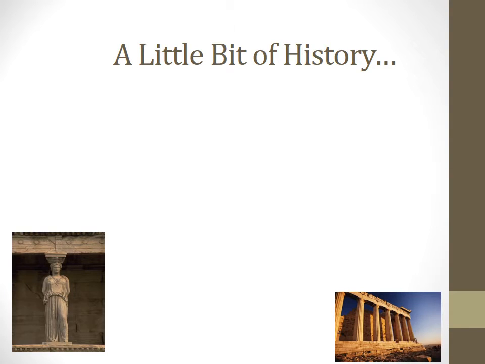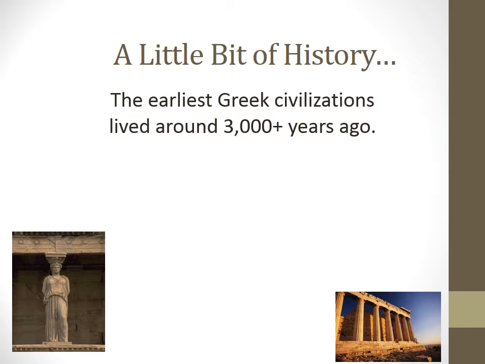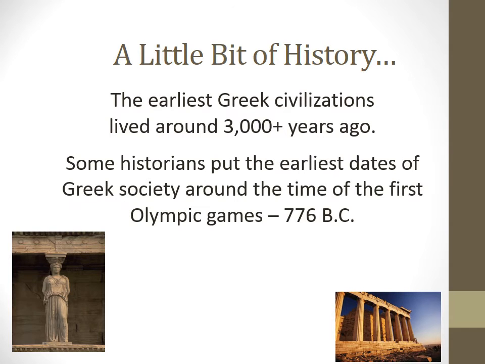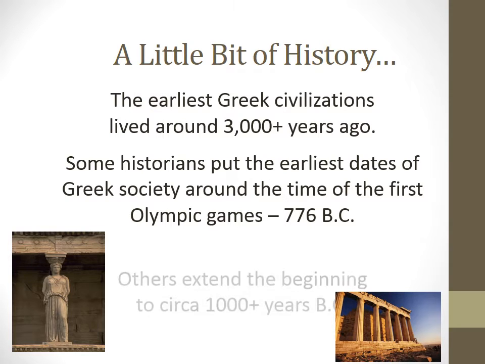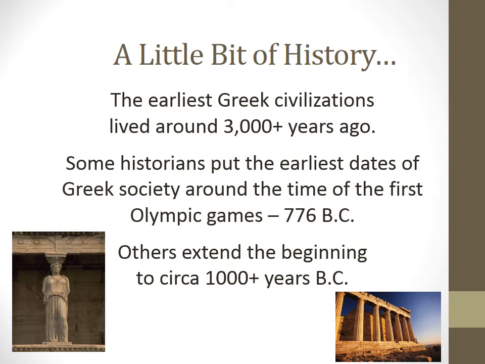A little bit of history. The earliest Greek civilizations lived around 3,000 plus years ago. Some historians put the earliest dates of Greek society around the time of the first Olympic Games, around 776 BC, which is before Christ. Others extend the beginning to circa 1,000 plus years ago.